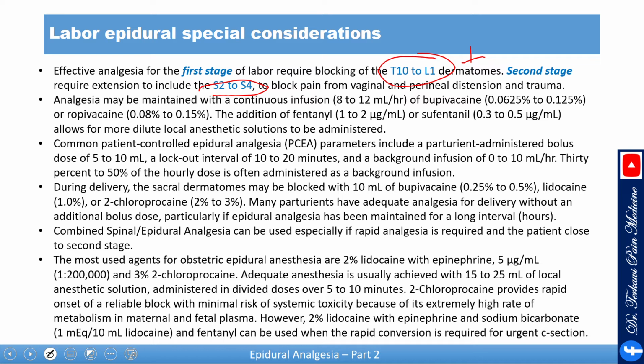Adequate anesthesia is usually achieved in 15 to 25 minutes of local anesthetic solution administered in divided doses over 5 to 10 minutes. Chloroprocaine provides rapid onset of a reliable block with minimal risk of systemic toxicity because of its extremely high rate of metabolism in maternal and fetal plasma, while lidocaine can cross the placenta and reach the baby.